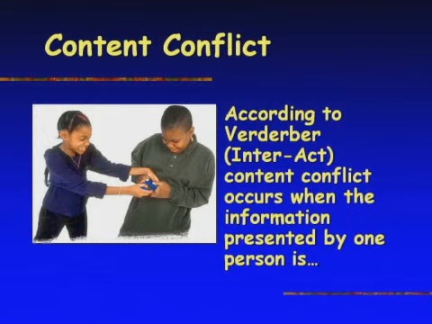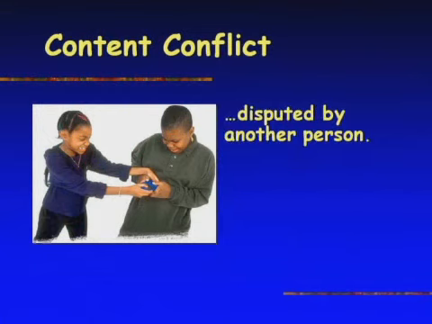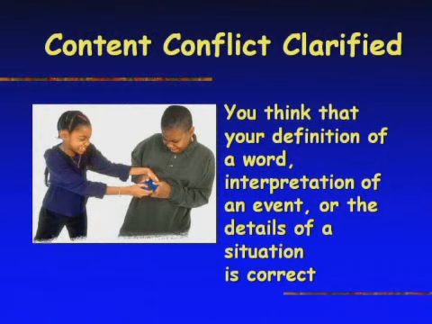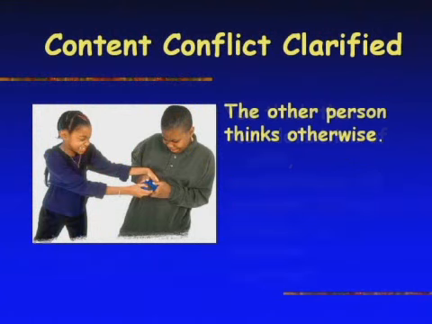The second kind of conflict is what Verderber calls a content conflict, and that's where the information presented by you would be disputed by the other person. This is where you thought you remembered something to be accurate, but the other person disagreed. It might be a definition of a word, an interpretation of an event, or the details of some occasion that you actually experienced.